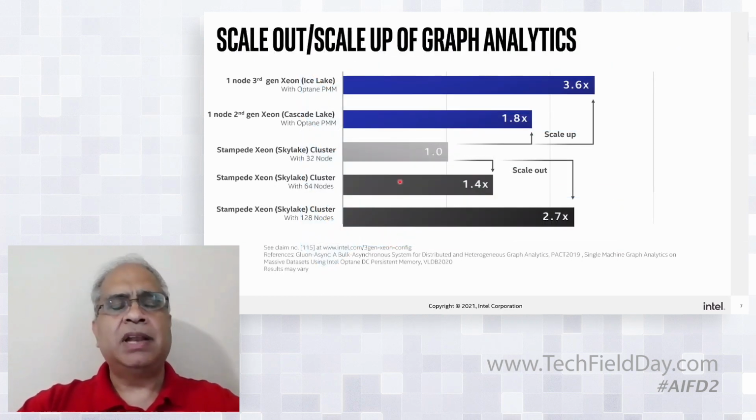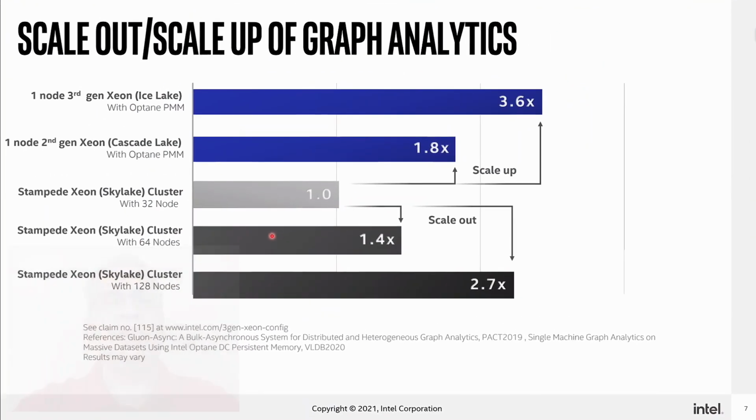Now, here are some numbers with respect to how Intel is producing good performance for scale-out and scale-up. The average performance is shown here, and the bar in the middle is the one where the performance of different algorithms is shown on a cluster of Skylake machines with 32 nodes in it. This is the baseline that we use. Now, the Cascade Lake server is a single node with about 6 terabytes of Optane memory inside it, and is about 1.8x better than the 32-node cluster on the standard graph algorithms.